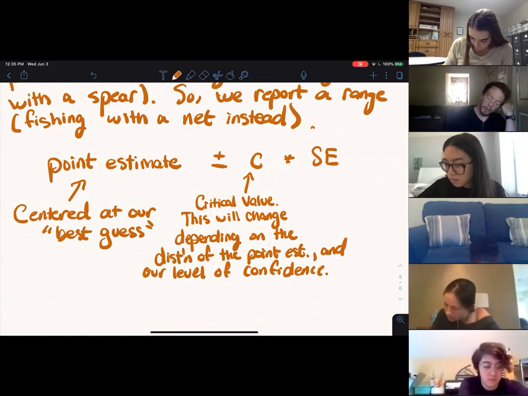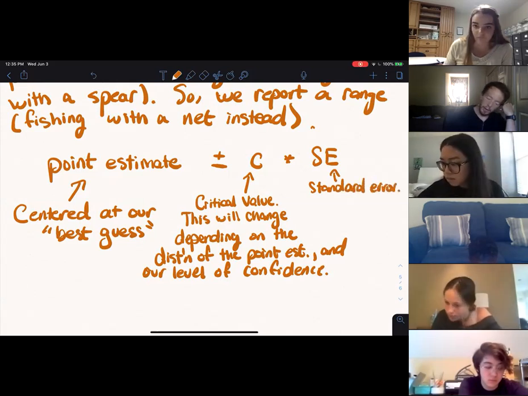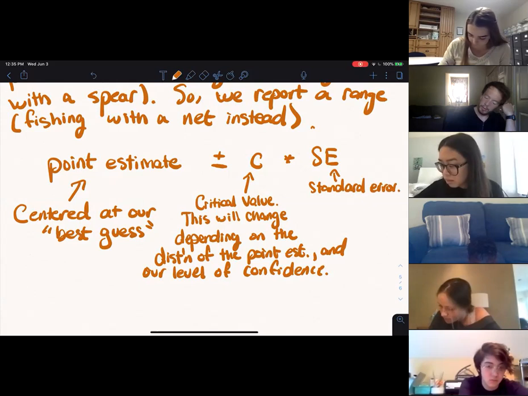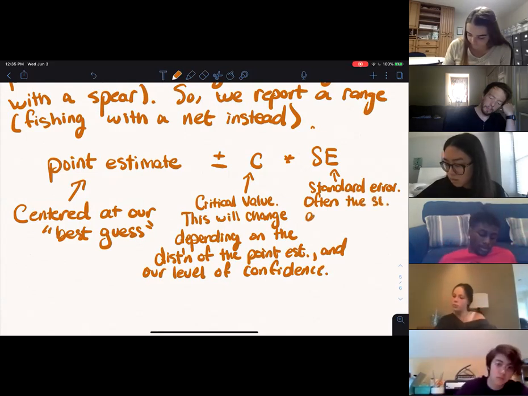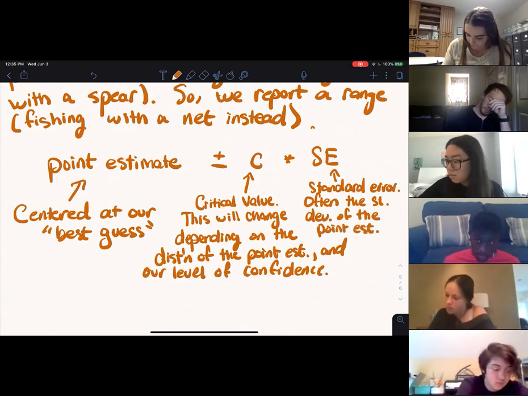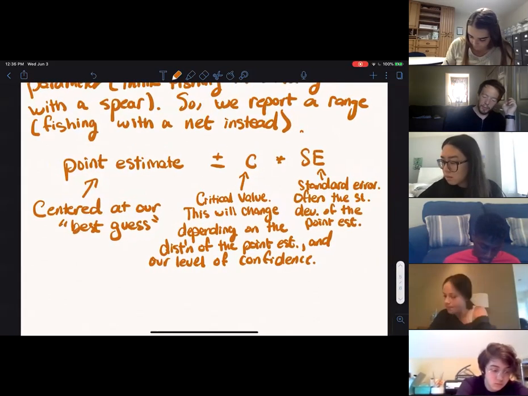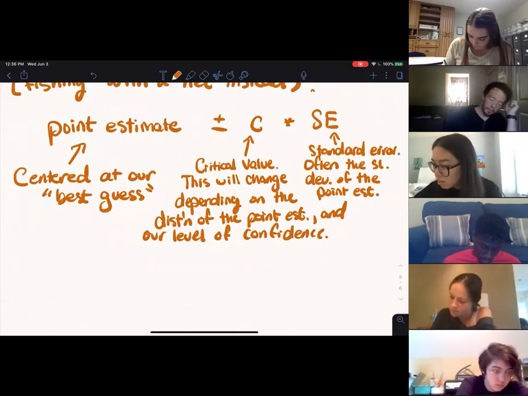This last thing is called the standard error. And this is often just the standard deviation of the point estimate. Okay, so these are all of the parts. To give you an idea of how they all fit together, I'm actually just going to dive into an example.